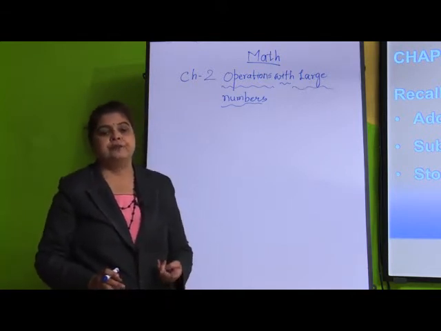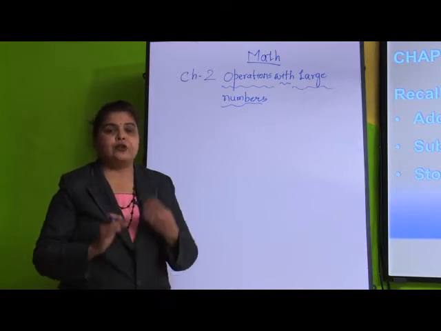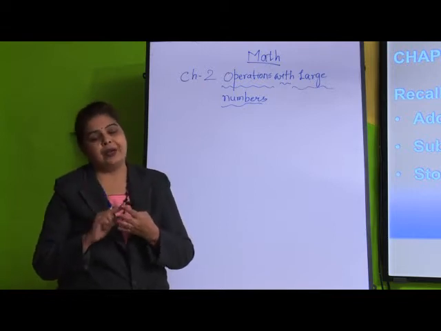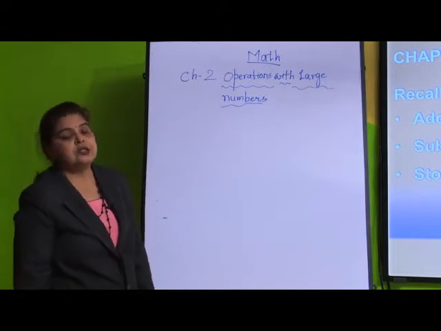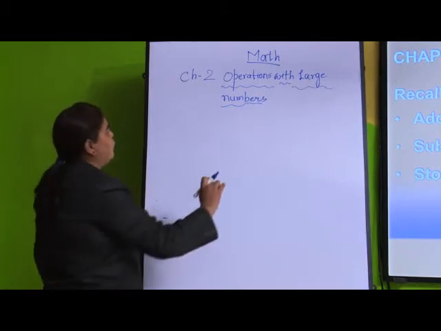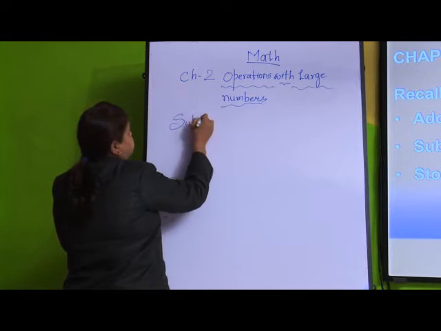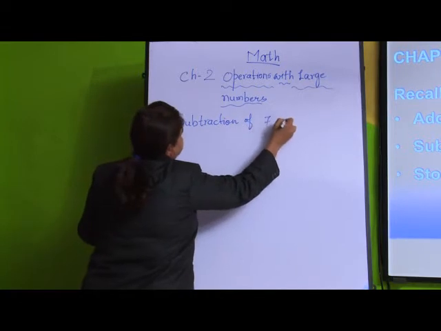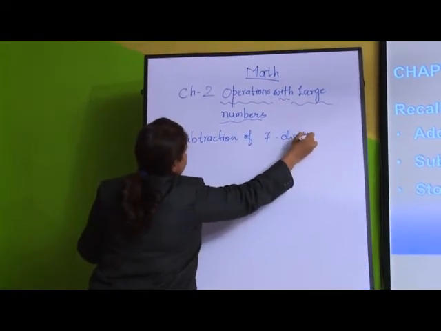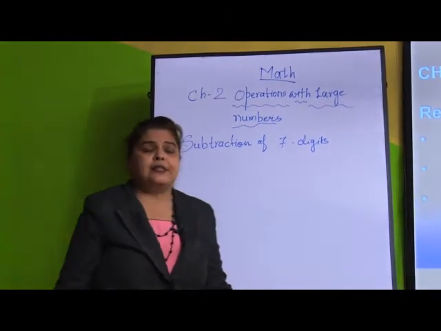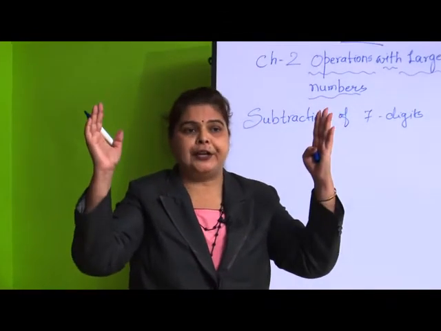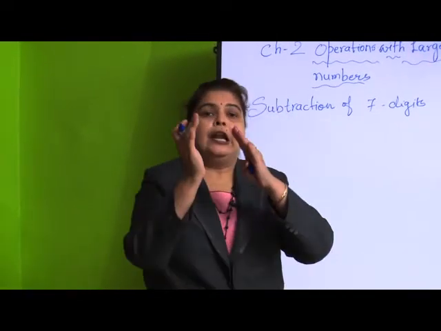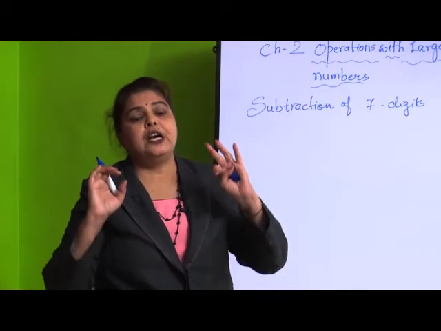What is the second operation? Subtraction. Previously I told you we have 4 operations: addition, subtraction, multiplication and division. So we will go for the second operation, that is subtraction of a 7 digit number. Now when we do the subtraction, when we have a large quantity or large number, then only we can remove. Leftover is the word used for the subtraction.